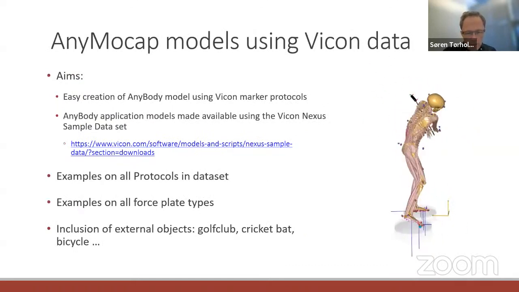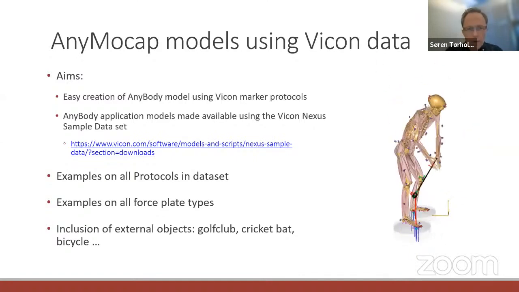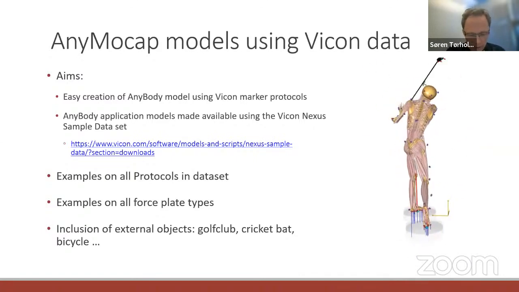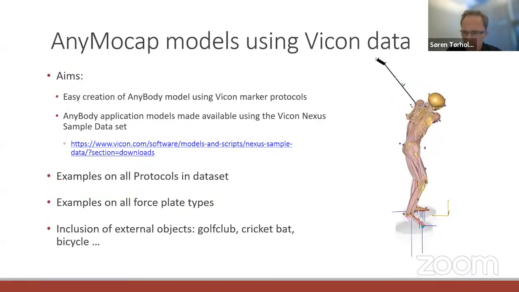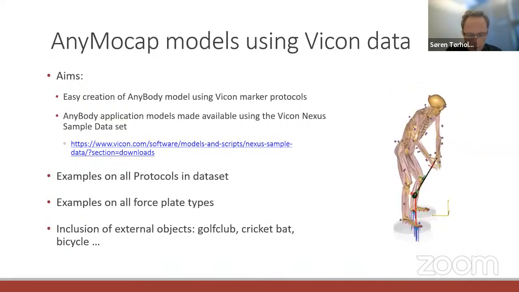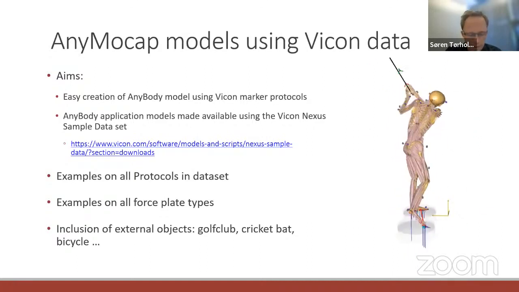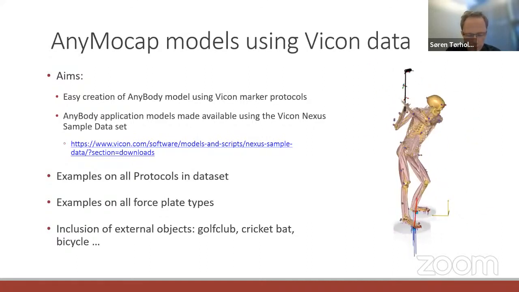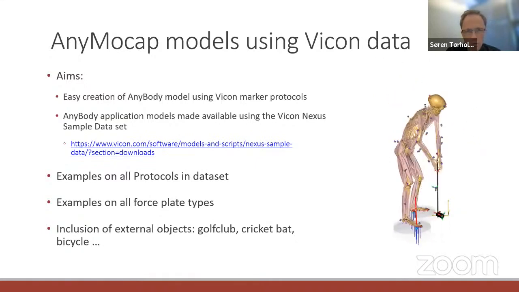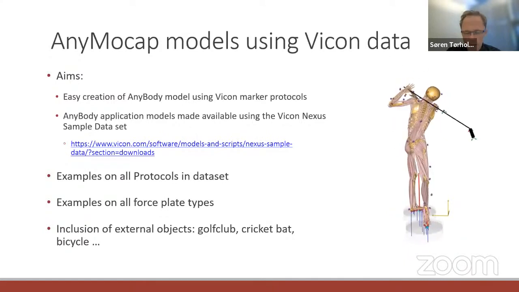Now we come to the new models that we have released, and these models are based on Vicon Nexus sample data. They cover all the different marker protocols and force plate settings that are displayed in this data set. The aim for doing this has been to make it as easy as possible for users with similar setups to get started doing musculoskeletal simulations.